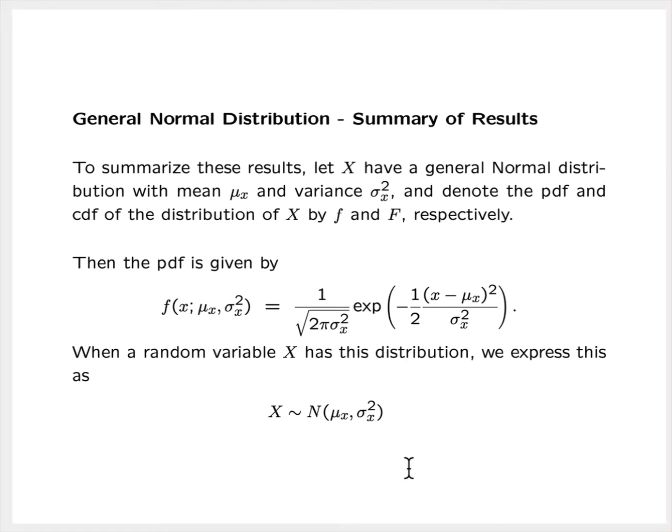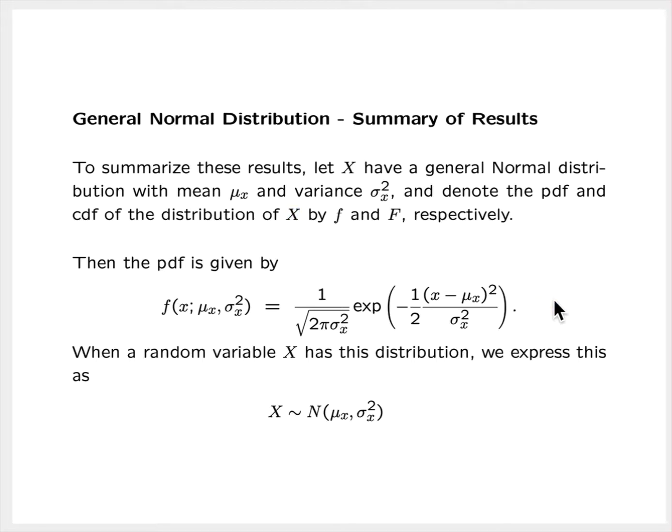Okay, so to put all these results together, let x have a general normal distribution with mean mu sub x and variance sigma squared sub x. And I want to get back to using f for my PDF, so let's just denote the PDF and the CDF of the distribution of x by lowercase f and uppercase F, respectively. Then the PDF of the distribution of x, this general normal random variable, is given by this expression that we have derived here from the special case.